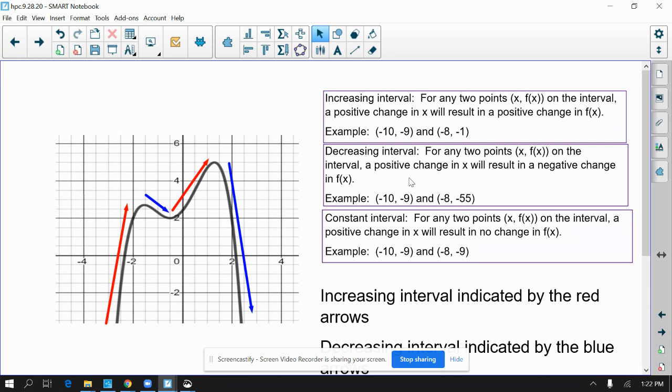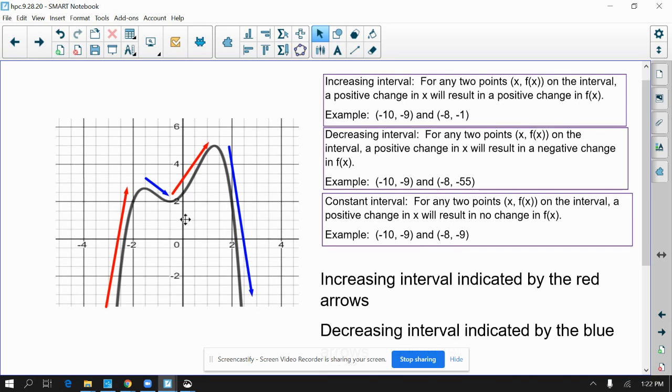And when it says positive change in x, -10 to -8, you're increasing. Well, think about it graphically. If you're going from -10 to -8, you are looking at it from left to right. So just always look at the graphs from left to right. And then a constant interval, if you're again reading from left to right, or in this case, the x values are getting bigger from -10 to -8, and there's no change in the y value, then it's a constant interval.